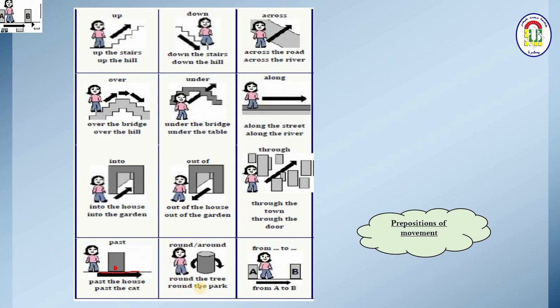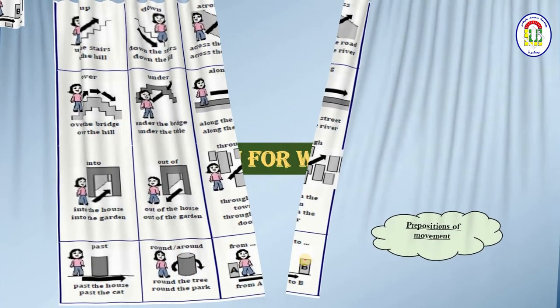Round the tree or round the park. So I moved around. I turned around it. Here from point A to point B, I moved from here to here. So this is normally what we call prepositions of movement.